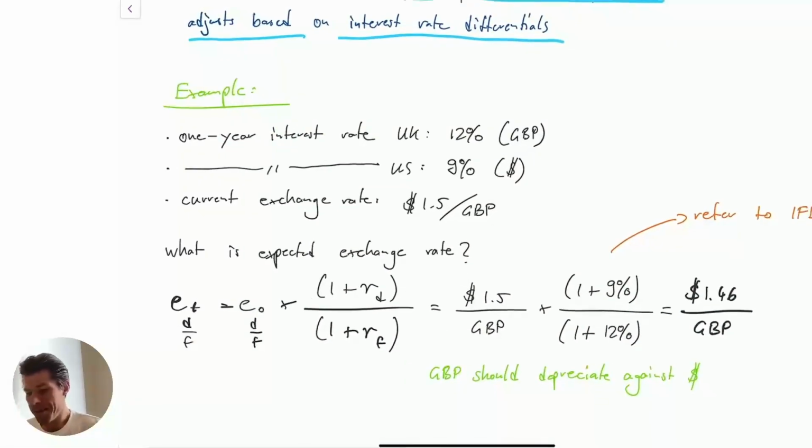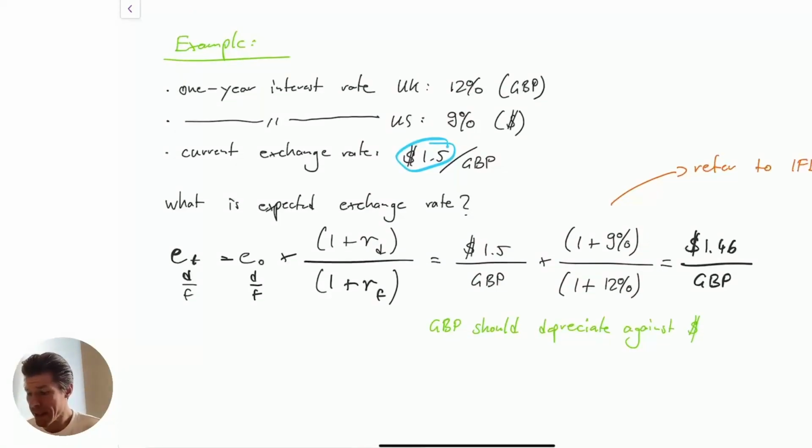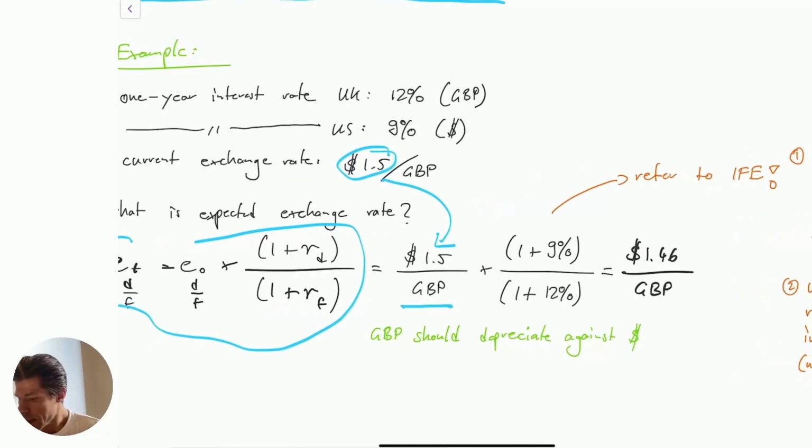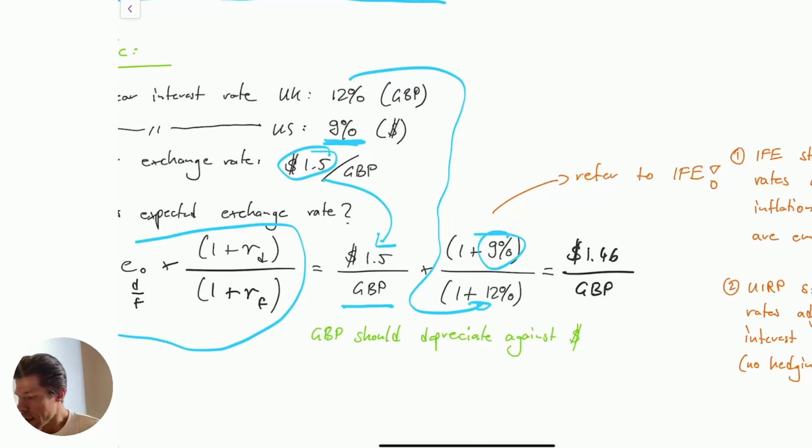If we use an example, let's assume the 1 year interest rate in the UK is 12%, and the 1 year interest rate in the US is 9%, and the current exchange rate is 1.5 US dollar per 1 pound. What is the expected exchange rate? We use the formula. 1.5 goes in here. 1 plus 9%, you can see US dollar here is in the numerator, that's why we put 9% here. 12% goes here, and then we adjust, and our new result is 1.46.